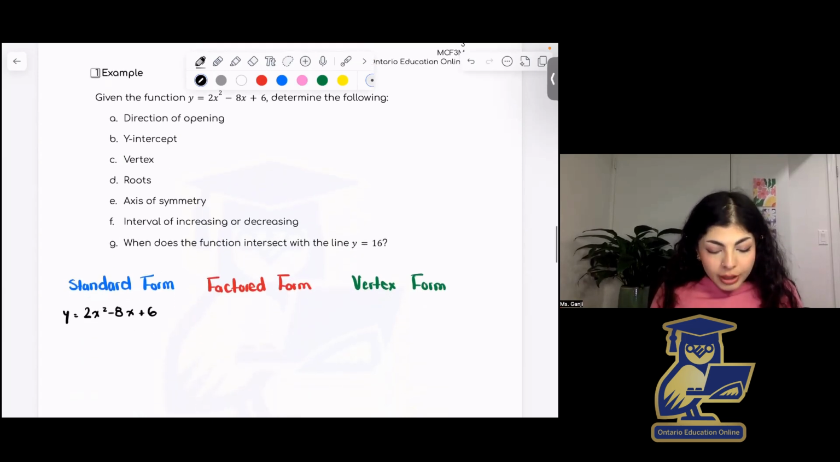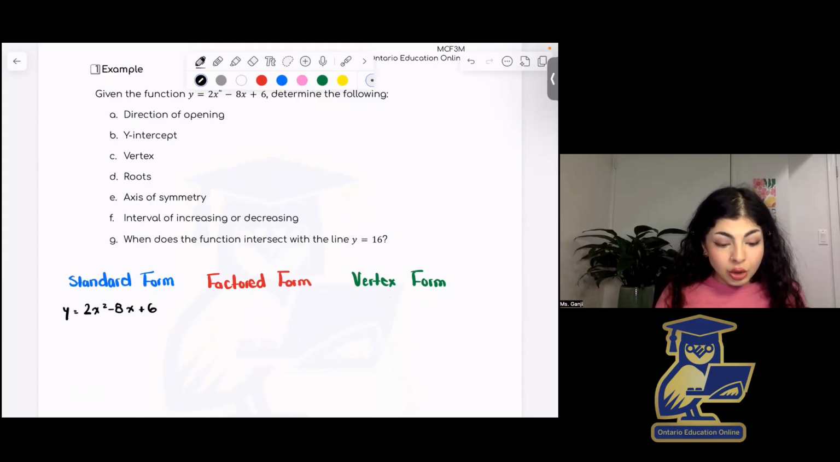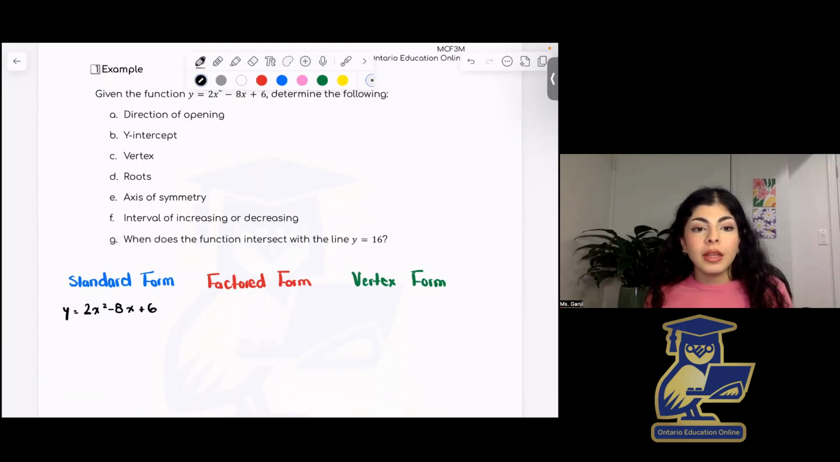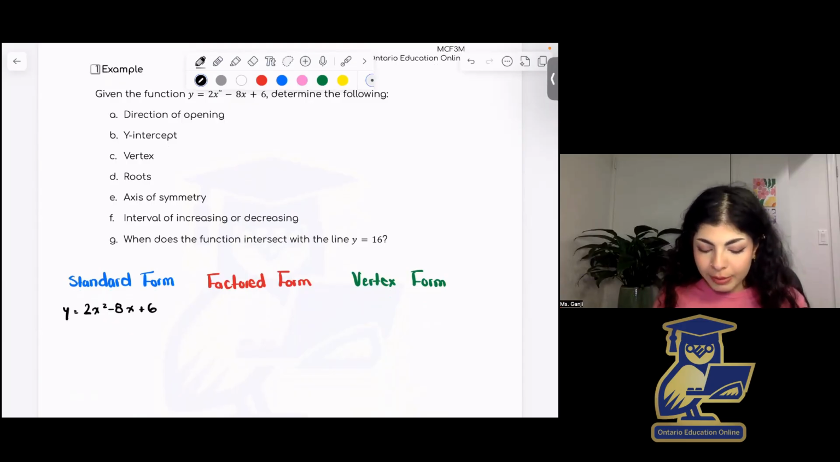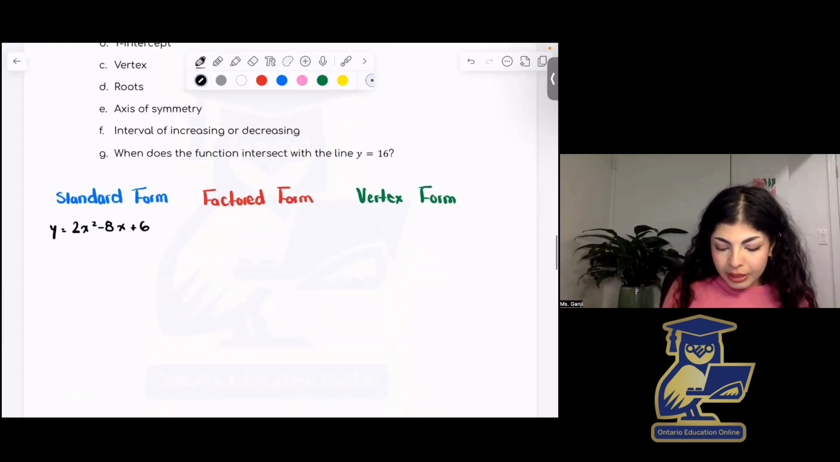So for the sake of showing you, I'm going to start by changing my original function to all of its forms, so factored form and vertex form as well. For factored form, I have a greatest common factor here, so I'm going to start with that.